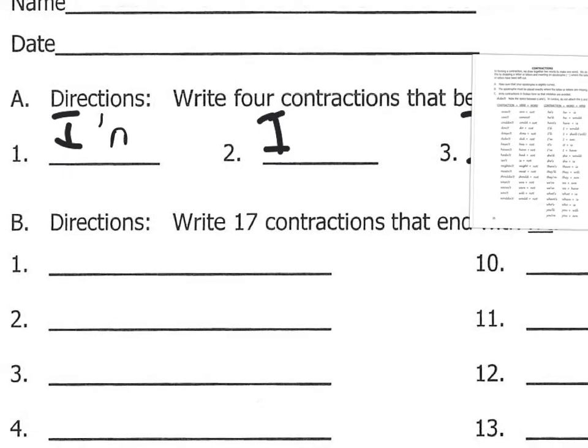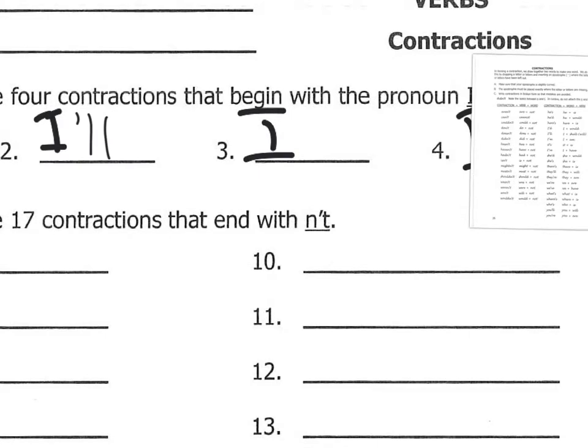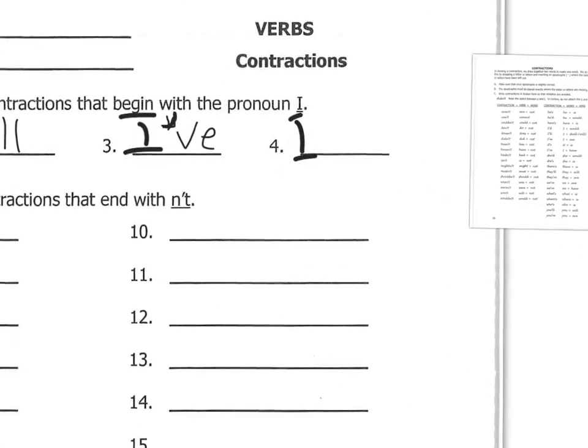How about I'm? I am. I'll. I will. I've. I have. Remember to curve your apostrophe a little better than I've done here. It's more like a curve. There you go. So I'm, I'll, I've, and I'd.